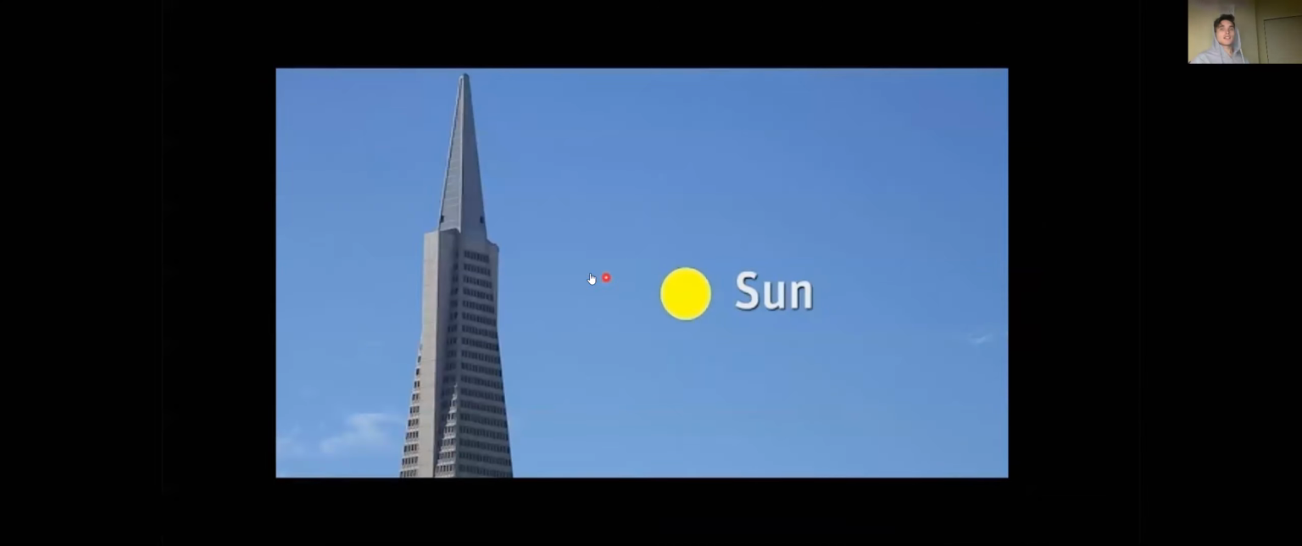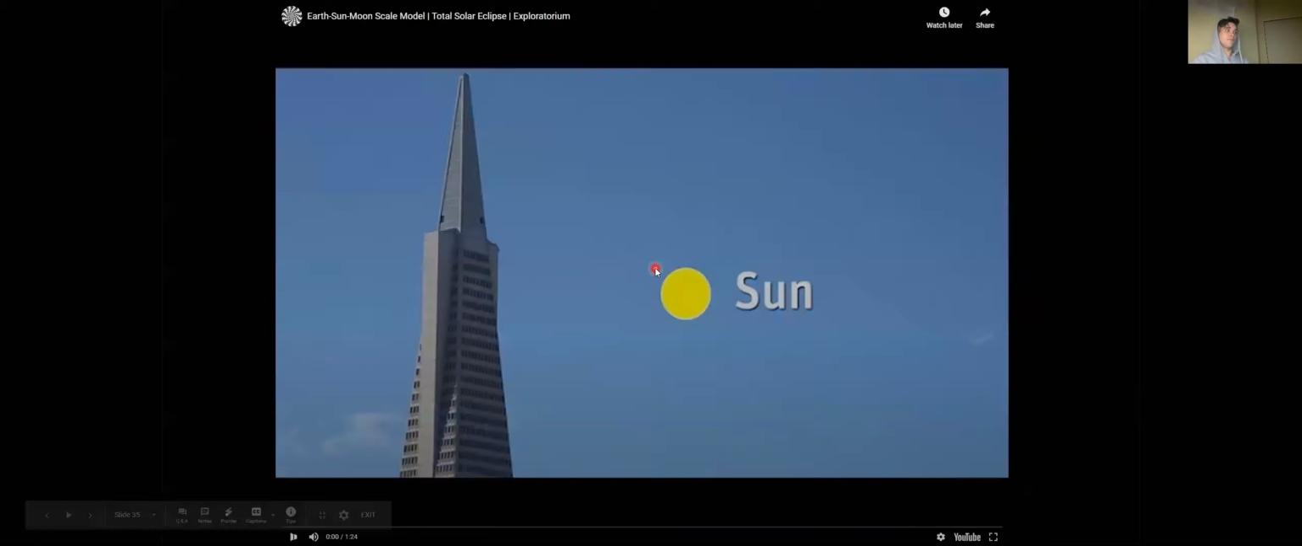All right, here's another one. This shows the relativity between Earth, the moon, and then we're gonna add the sun, this one.